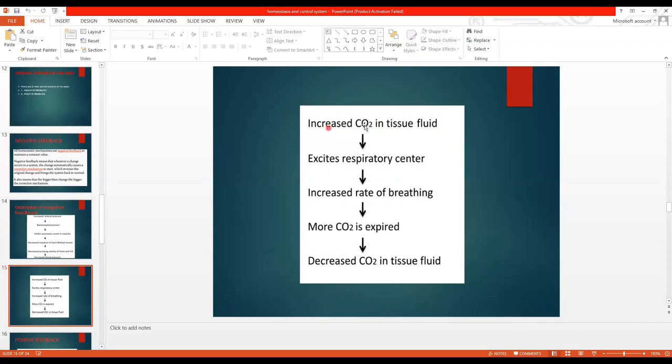This is an example. When there is increased carbon dioxide in our body, then the respiratory center, again, these respiratory centers are present in the brain, is activated. When there is increased rate of breathing, more carbon dioxide is expired from the lungs. And finally, there is decreased carbon dioxide in the tissue fluid. Again, the initial stimulus is increased carbon dioxide, but the final result or outcome is decreased carbon dioxide. So this is another example of negative feedback.